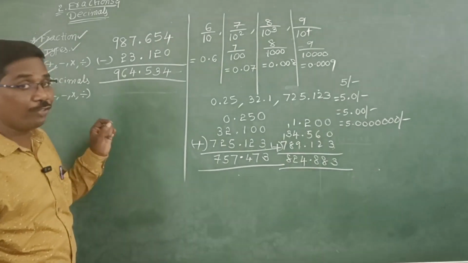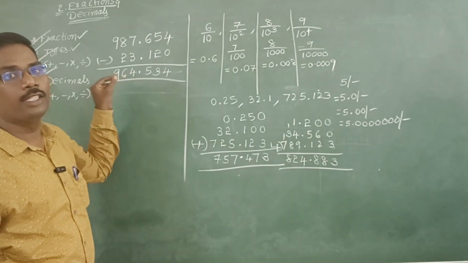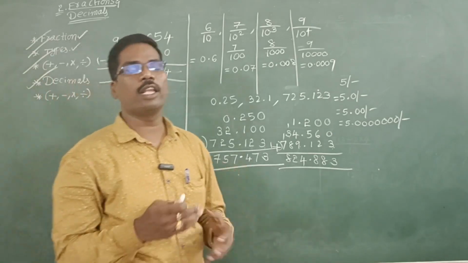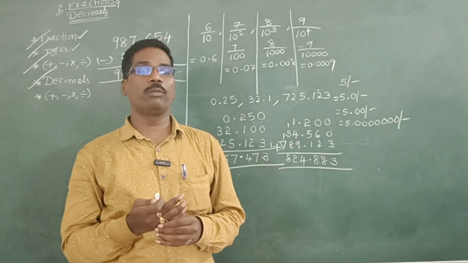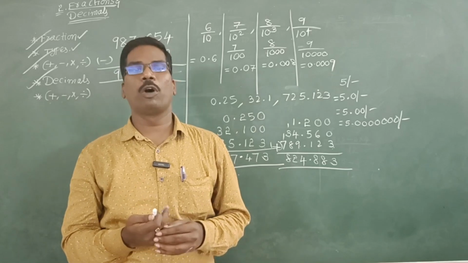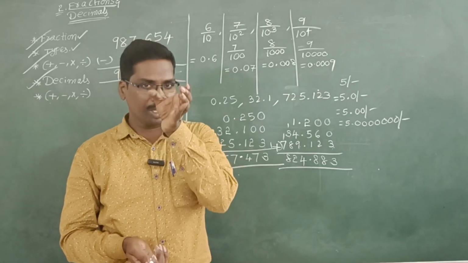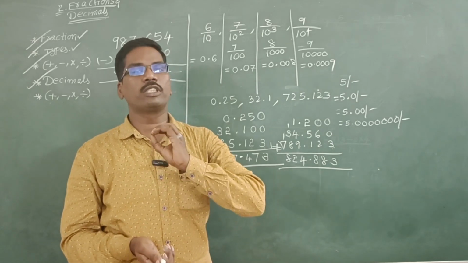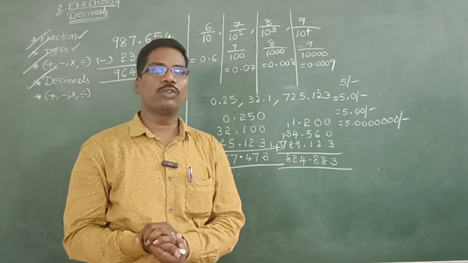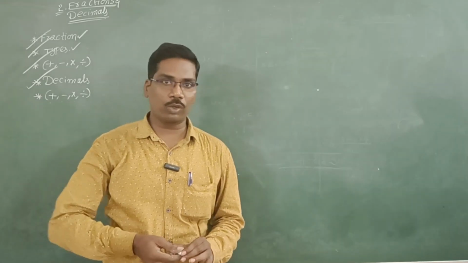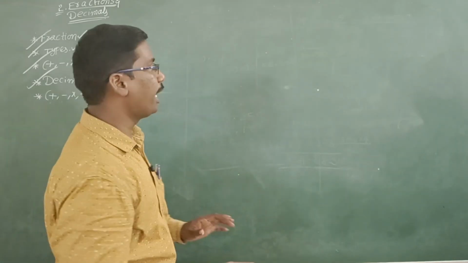So 964.534. The same subtraction we did in earlier classes, we are doing in the same manner, but we have to follow the point, that is the decimal point. If you keep the decimal point in a straight line, then decimals are very easy for you. Next, we are going for multiplication and division. Now we are going to discuss multiplication and division.